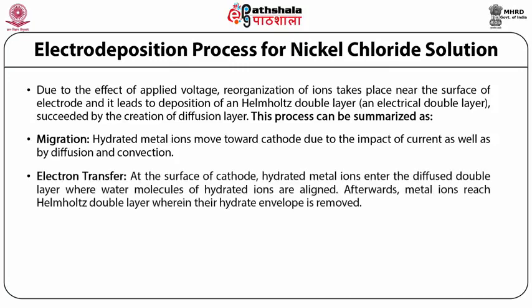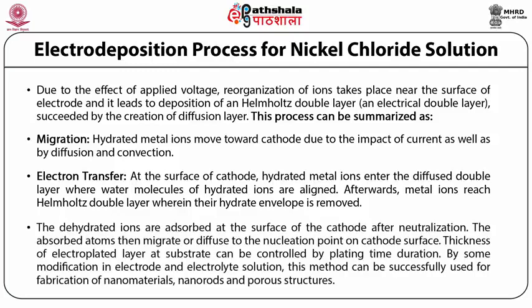Secondly, the electron transfer, that is, at the surface of the cathode, hydrated metal ions enter the diffuse double layer where water molecules of hydrated ions are aligned. Afterwards, metal ions reach the Helmholtz double layer wherein their hydrate envelope is removed. The dehydrated ions are adsorbed at the surface of the cathode after neutralization. The adsorbed atoms then migrate or diffuse to the nucleation point on the cathode surface.